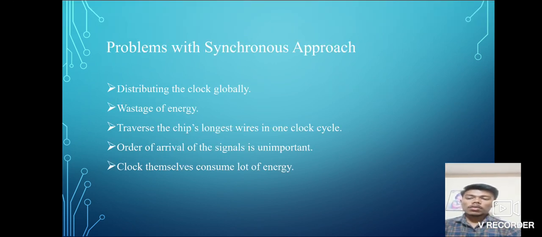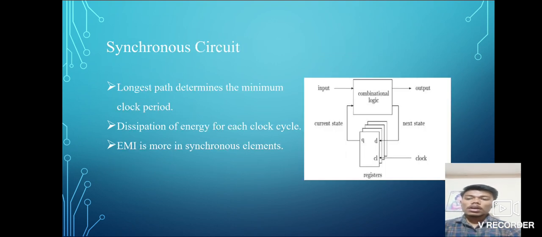Problems with the synchronous approach: distributing the clock globally, wastage of energy, traversing the chip's longest wires in one clock cycle, order of arrival of the signals is unimportant, and clocks themselves consume a lot of energy. Synchronous circuit, this is the diagram you can see. The longest path determines the minimum clock period and the dissipation of energy for each clock cycle. EMI is more in synchronous elements. Here is the diagram.